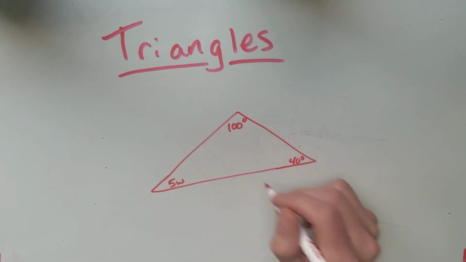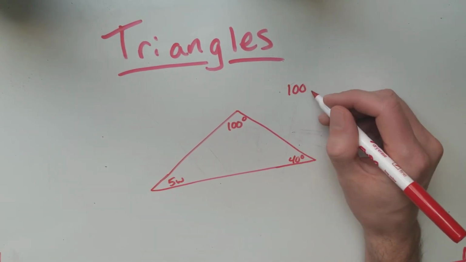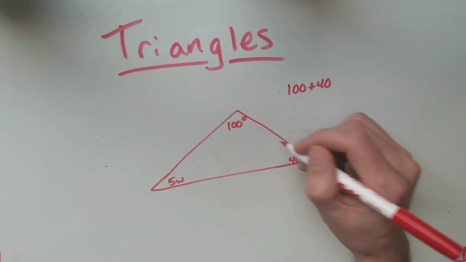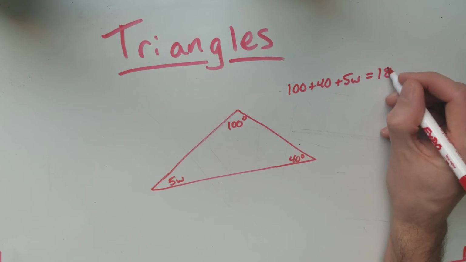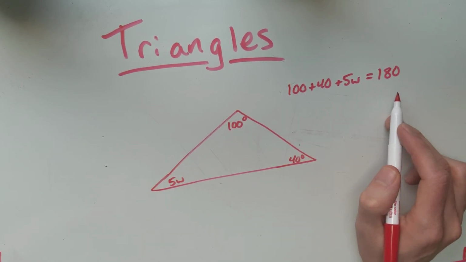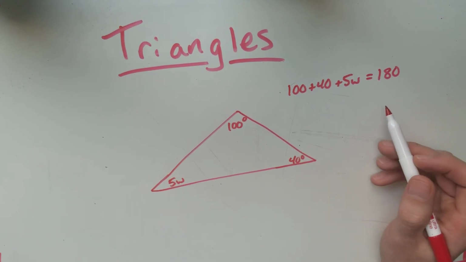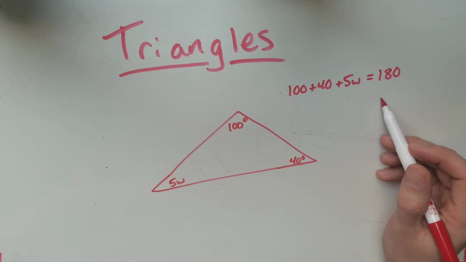When we add these three angles together, it should equal 180. So 100 plus 40 plus 5w is going to equal 180. And the reason why I'm setting up an equation each time, it's good to get in that habit, because there's going to be some questions you can't see right away, and setting up an equation is going to be the way to go.